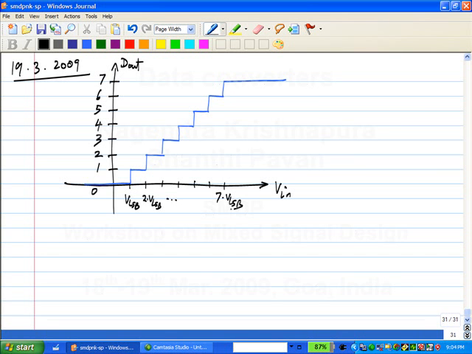Okay, so there are many kinds of errors that can happen. So first, let's take one particular type of error where all the transition points are shifted by some amount, the same amount. Okay, so instead of the blue curve, let's say we have something like this, the red curve.